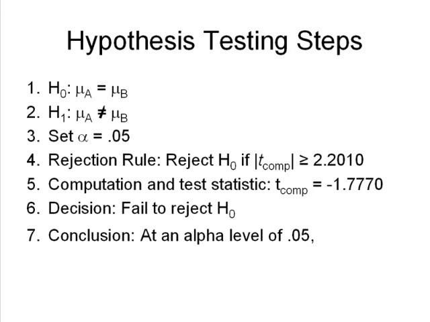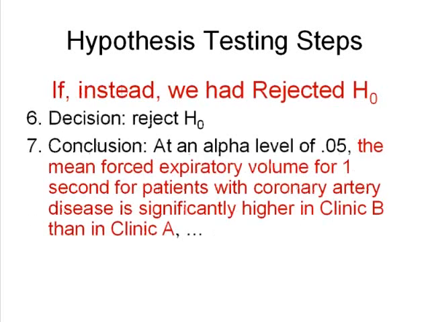Now the next part of the conclusion does differ by whether we reject or fail to reject. Let's assume that we had rejected H0. We don't, but I just want to do this as an example. So if we had rejected H0, our decision would have been reject H0, and our conclusion would be at an alpha level of 0.05, the mean forced expiratory volume for 1 second for patients with coronary artery disease is significantly higher in Clinic B than in Clinic A. But how would we know B than A?